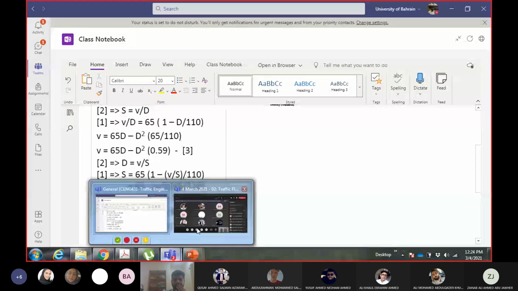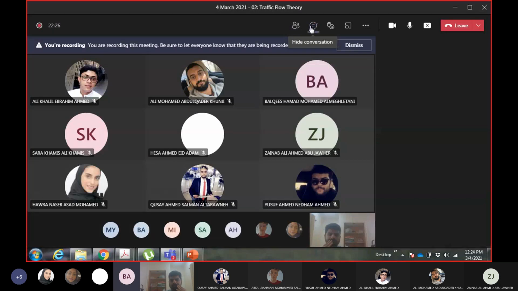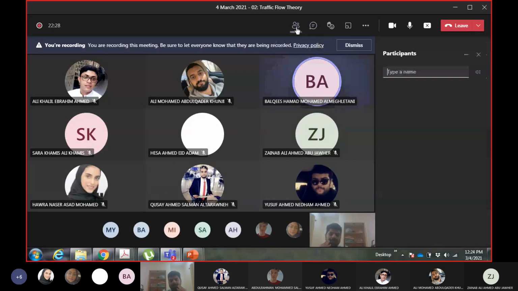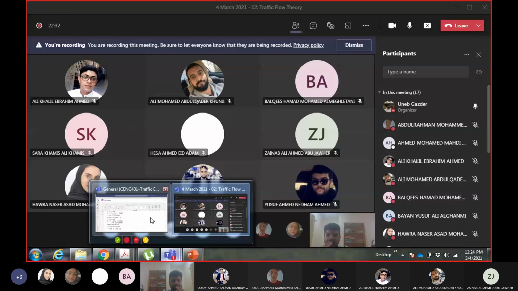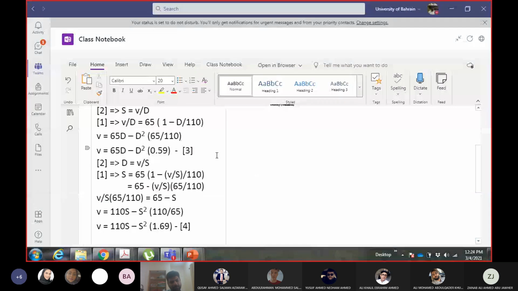Yes, anyone? Take the derivative. So you take the derivative and then put the derivative equal to 0. That will be at the point where the flow is maximum and the slope is equal to 0.